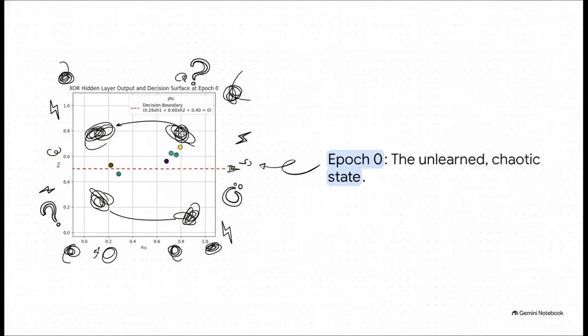That loop right there, that is the absolute essence of machine learning. When we kick off training at epoch 0, the network is basically hopelessly confused. The weights are completely random, the data points are just clumped together in the middle of the mapping space, and the decision boundary line is way off to the side doing absolutely nothing useful. At this stage, it's just total chaos.